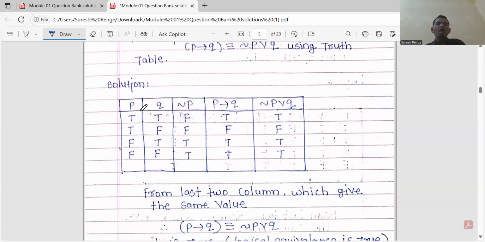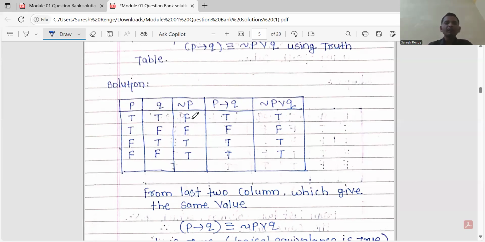Let's write P and Q. The values for P are true, true, false, false, and the values of Q are true, false, true, false. So now find the negation of P. What do we require? We require the negation of P. To prove that this given logical equivalence is true, we require negation P here. Okay, let's find the values for negation P.